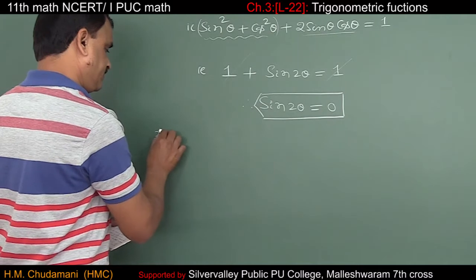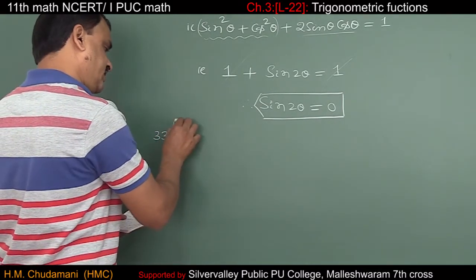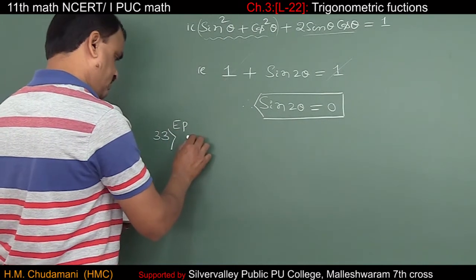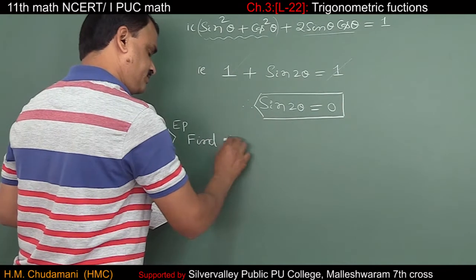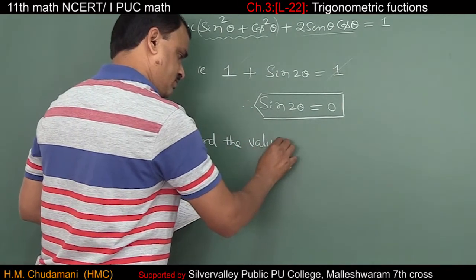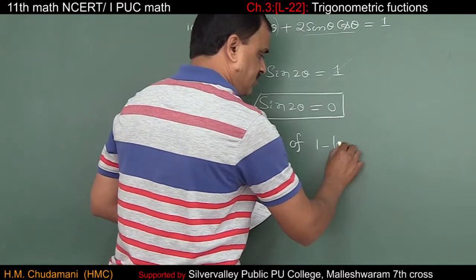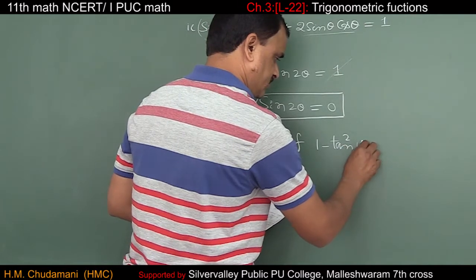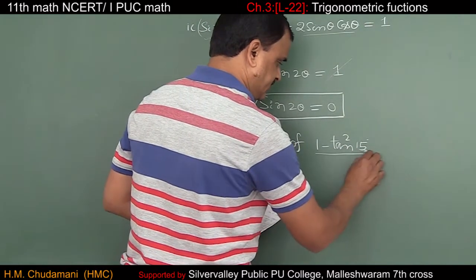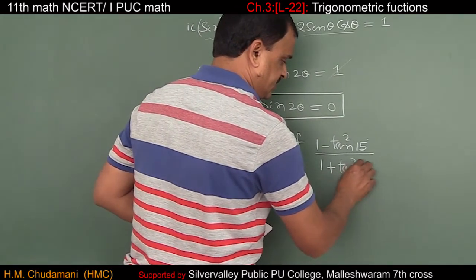Next, 33. Again exemplar problem. Find the value of 1 minus tan square 15 divided by 1 plus tan square 15.